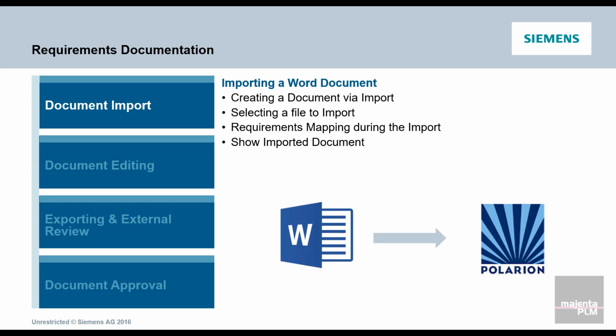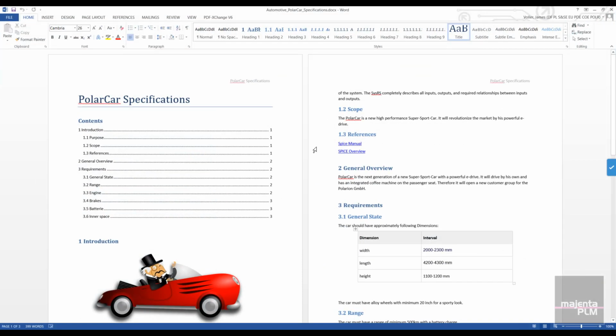Before we go ahead with the actual import into Polarion, I am going to show you the Word document that we're actually going to import. We can see here that this is just a fairly standard generic documentation for requirements and our specifications for our polar car in this case.